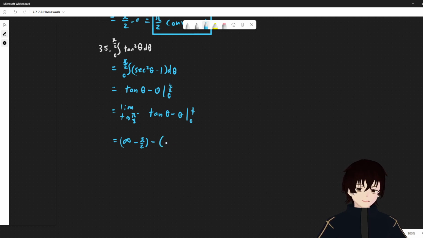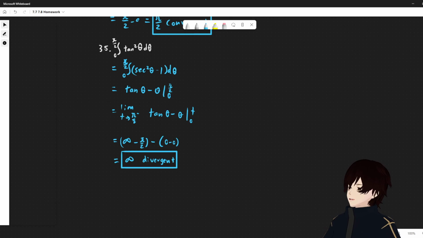Minus tangent of 0 is 0, minus 0, 0 minus 0. Equal to infinity. Divergent. Now, holy textbook, reveal to me the truth. D? Am I on the wrong chapter? I'm sorry. Oh, D for divergent. I thought I was doing the wrong problem for a second.